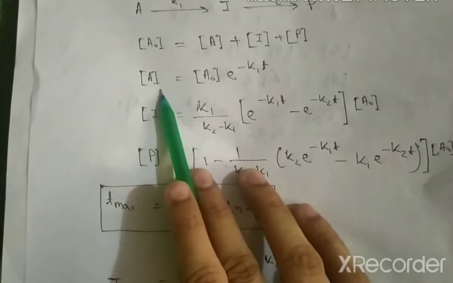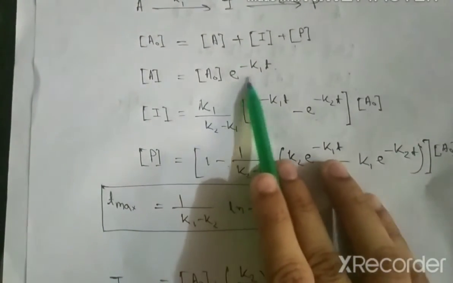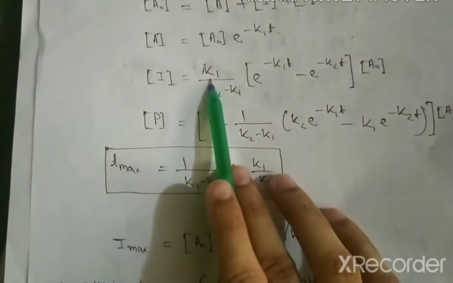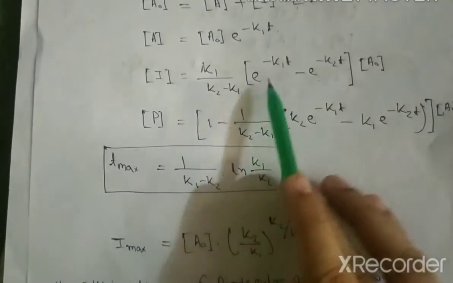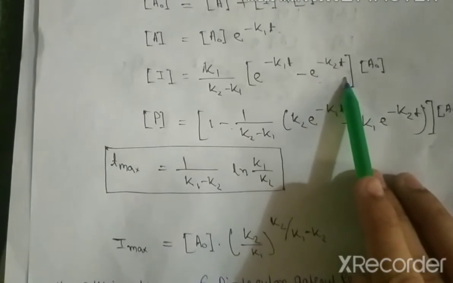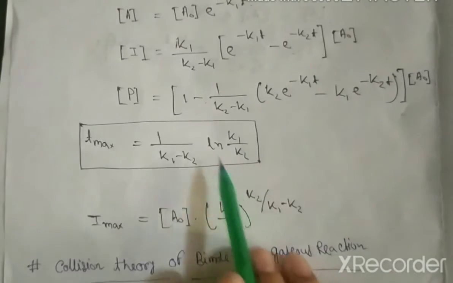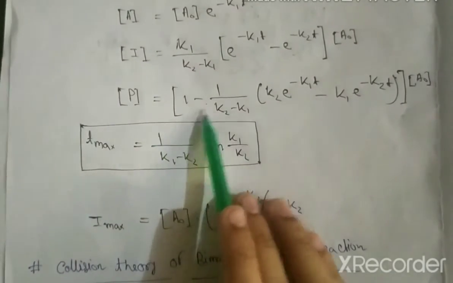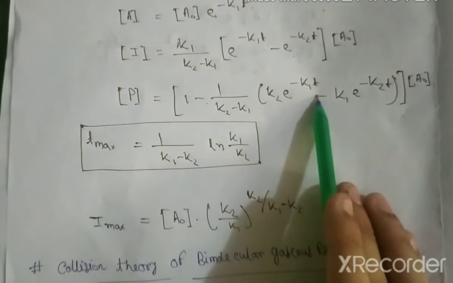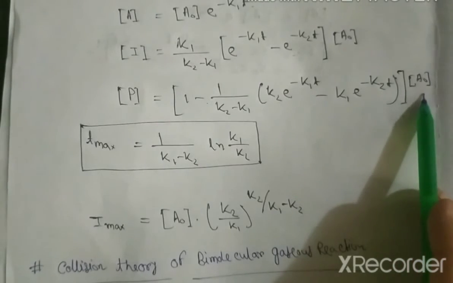The concentration of A at time t is equal to concentration of A naught into e to the power minus K1 t, and the concentration of I is equal to K1 by (K2 minus K1) into (e to the power minus K1 t minus e to the power minus K2 t) into concentration of A naught. And the concentration of P is equal to 1 minus 1 by (K2 minus K1) into (K2 into e to the power minus K1 t minus K1 into e to the power minus K2 t) into concentration of A naught.